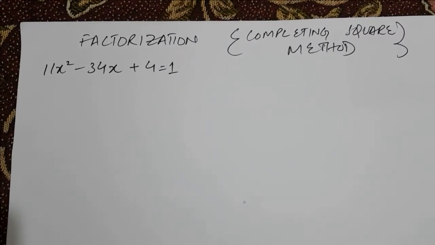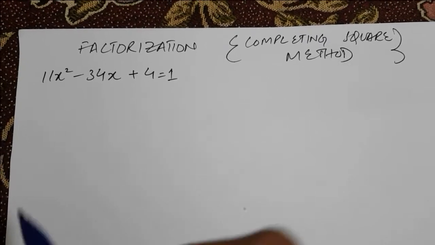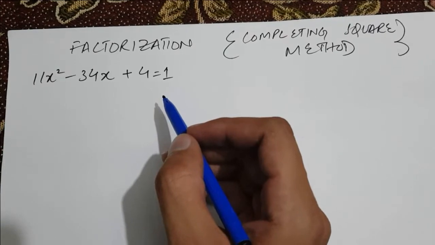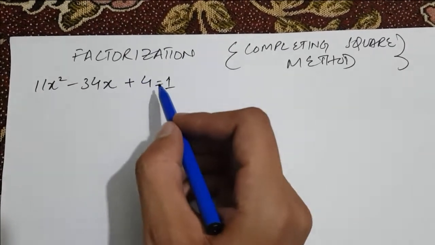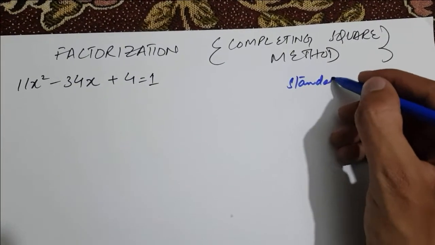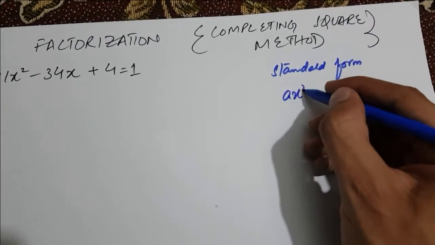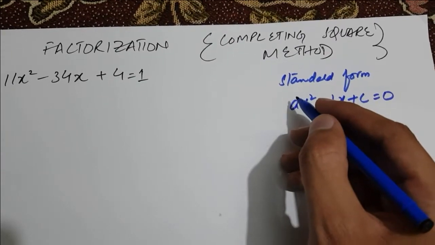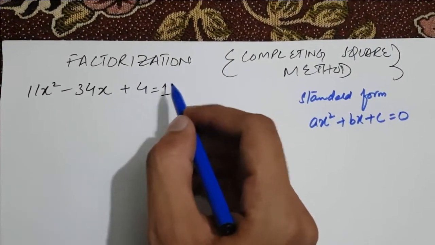Hi guys, today we are going to study factorization by completing square method, which is the second method of solving a quadratic equation. So first of all, we have to check if the quadratic equation is in standard form. So the standard form of a quadratic equation is ax square plus bx plus c equals to 0. However, in our question, we don't have a 0 on the right hand side.